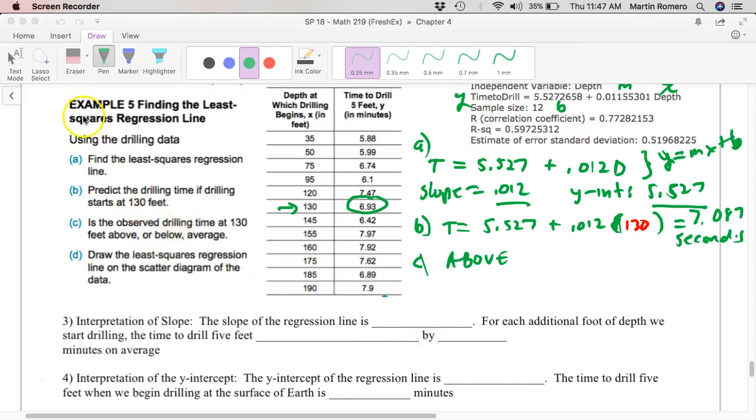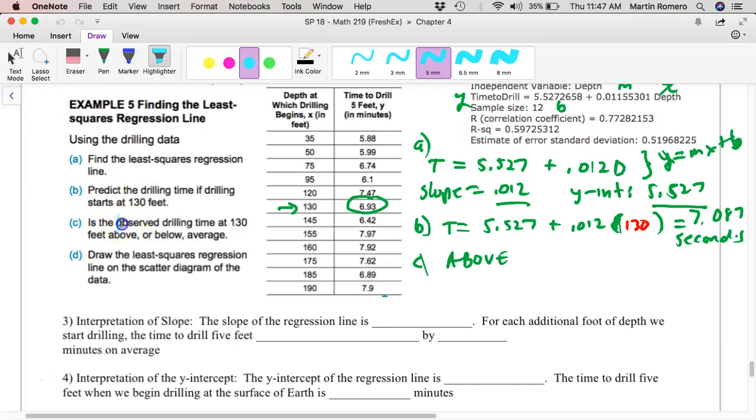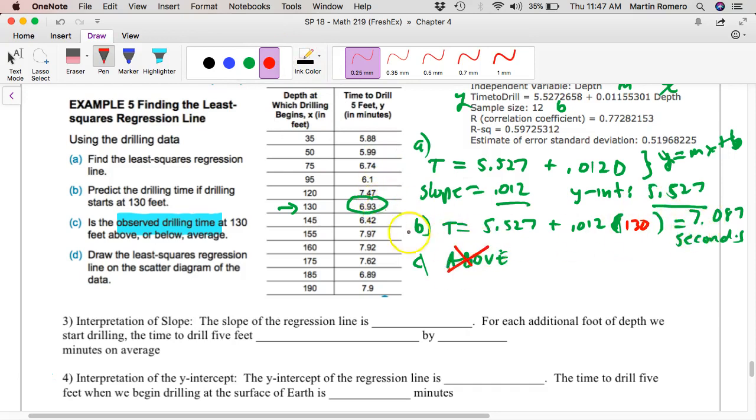As I'm rereading this question, I misinterpreted it. It says, what is the observed drilling time, above or below? If we look carefully, the observed time is 6.93, so it's not above. 7.7 is above the observed time. Let me fix that, please. The observed time is below average. This is the predicted time based on an equation, so the observed is actually a below, or faster, time than that one.